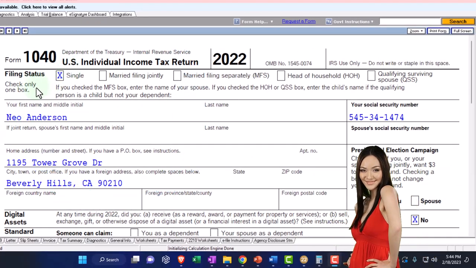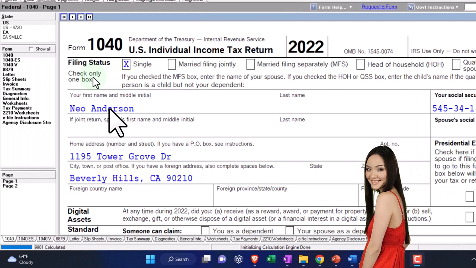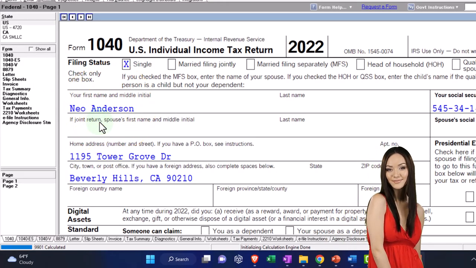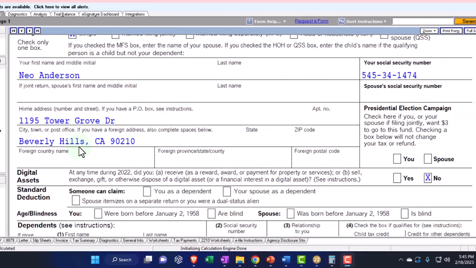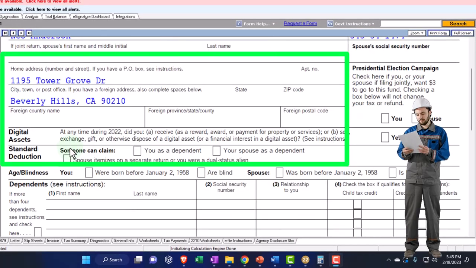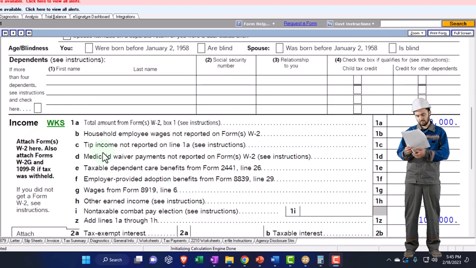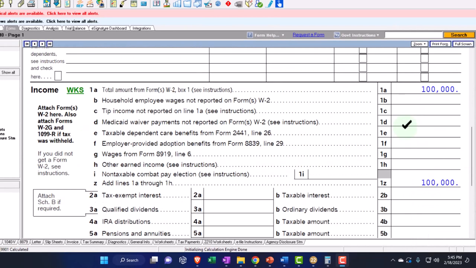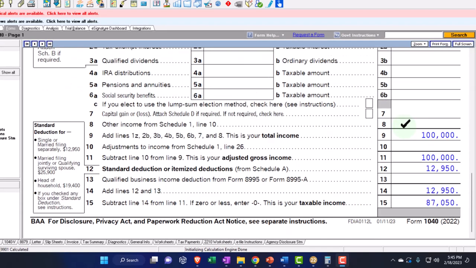So right now our scenario is that the filing status is single. We have Neo Anderson, Mr. Anderson. We have them living in California, but we're really just focusing on the federal tax preparation at this time. We're just going to start with a flat $100,000 W-2 income so we can have our calculation.